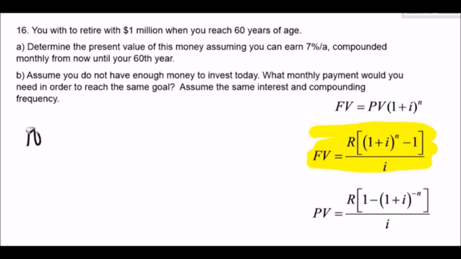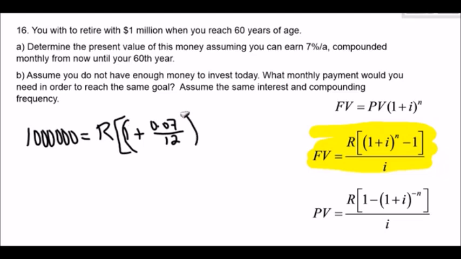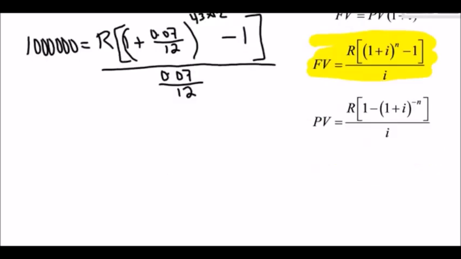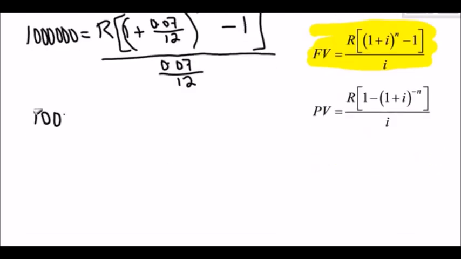So the future value, or $1 million, is equal to the regular payment, which I don't know. So this is going to be 1 plus 7%, but it was monthly. So I'm going to put a bracket around this. And the exponent was 43 years, but again, monthly, minus 1, close bracket. And I need to divide this by my interest rate, which is 7%, but again, it's monthly. So that's the math I have to do. Now it looks like a lot, but just take it in turn. Don't get ahead of yourself.